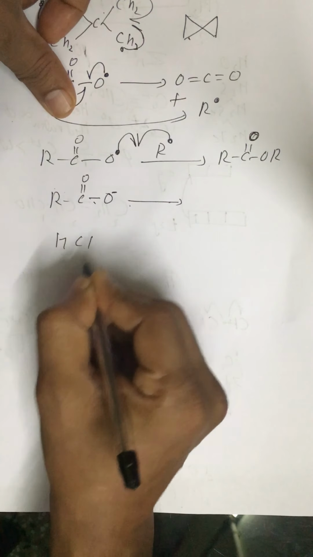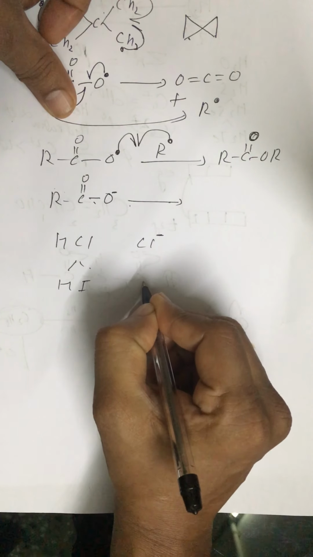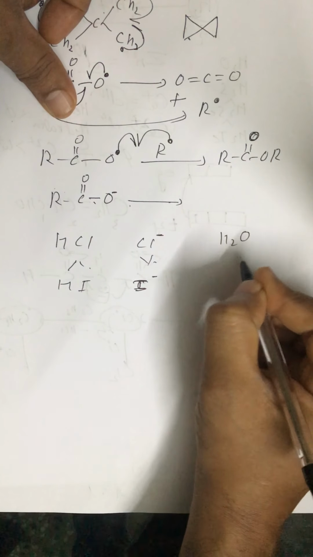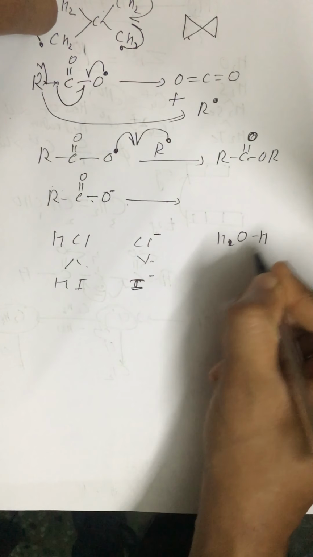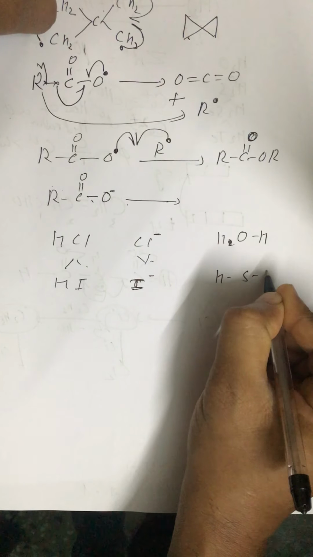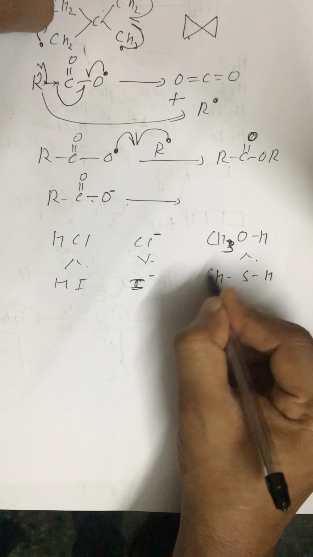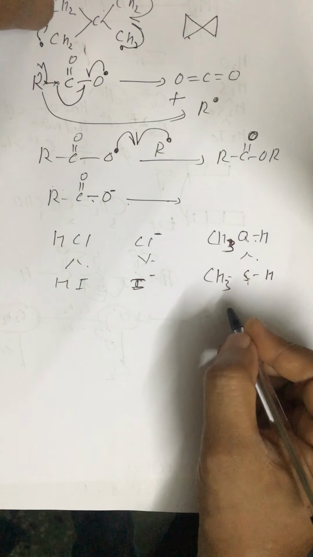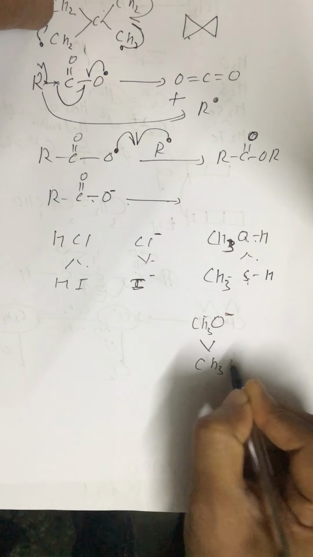So now see, if we have HF, HCl, HBr, HI, out of HF and HI, this is the acidic strength. So obviously Cl negative is a stronger base than I negative. And then out of H2O and H2S, the acidic strength follows this. Or if this hydrogen is substituted by a methyl group, still this is the order of acidic strength. And obviously CH3O negative is a stronger base than CH3S negative.